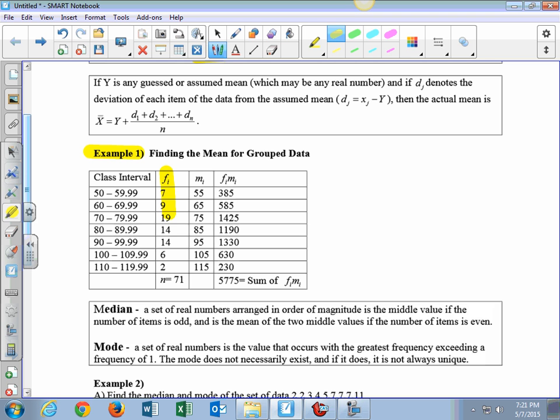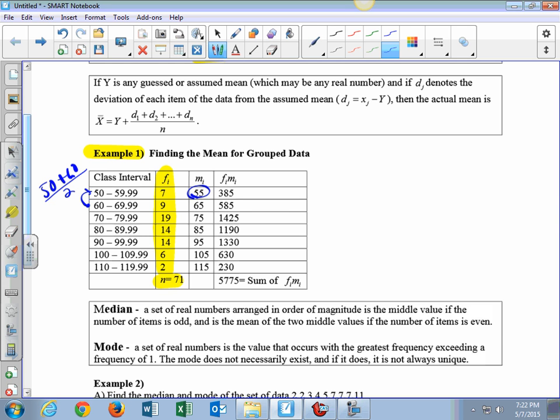Now, your frequency will be what you already have or maybe what you find. So to find the number in the frequency column, you just add 7, 9, 19, 14, 14, 6, and 2 up to get 71. Now, do you remember how to find the midpoint of a class interval? Look over here. You have to add the two lower levels of two consecutive class intervals. So I take 50 plus 60 divided by 2, and then I would get my 55 over here. So that's how I'm getting my midpoint.